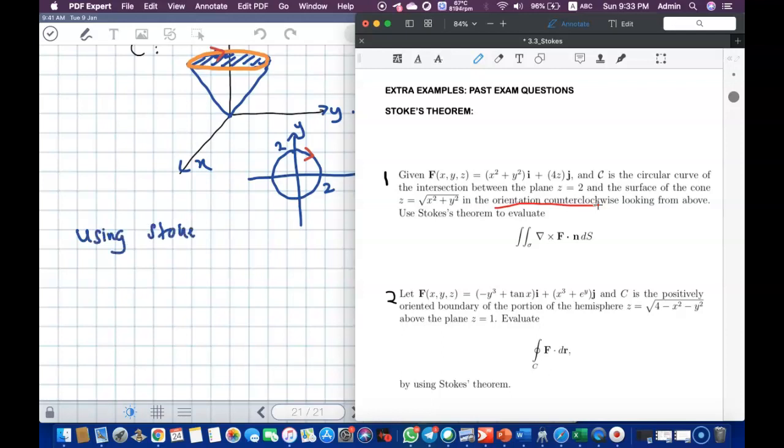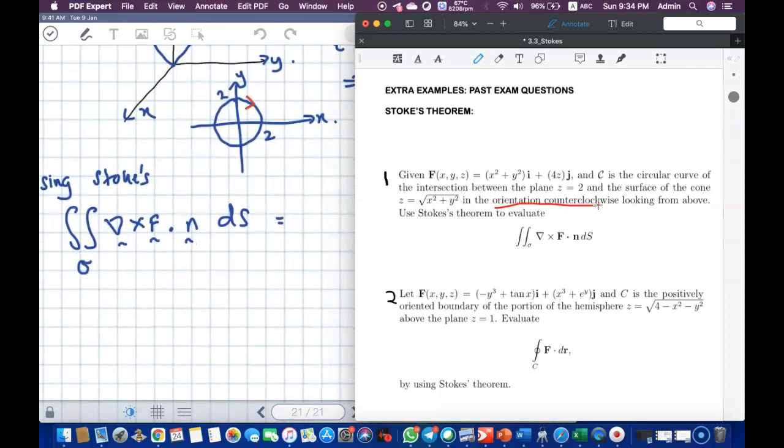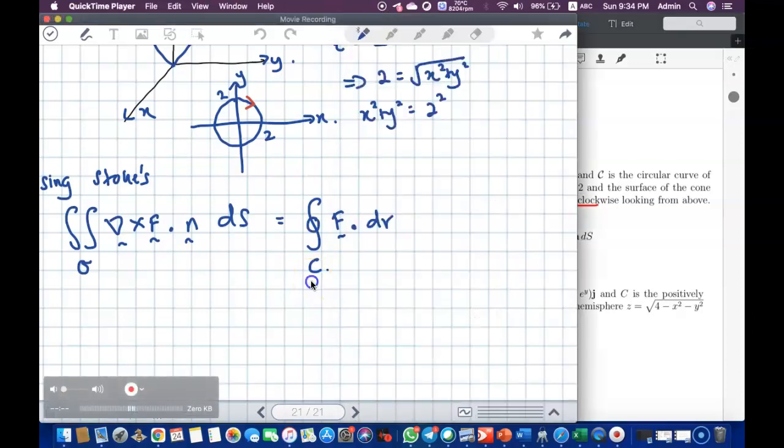Using Stokes, evaluate the surface integral of curl f dot n dS over the surface sigma. Since they asked for it using Stokes, we are not going to compute the surface integral, but we are going to compute the line integral over the curve C, and we have a closed curve here. So on your answer script, you have to compute your result using the line integral for this closed curve.